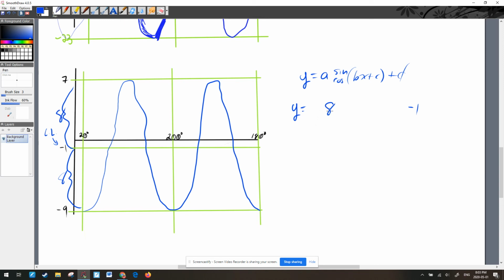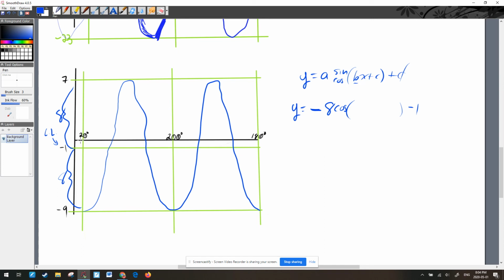Now, sine or cos? Hopefully right off the bat you can say, oh, it didn't start from its midpoint, so it's got to be cosine, right? So there's my cosine. And then it starts at its minimum. Cosine normally starts at its maximum. This one starts at its minimum. That means that this is going to be a negative. We're good. Now, figuring out the b value.